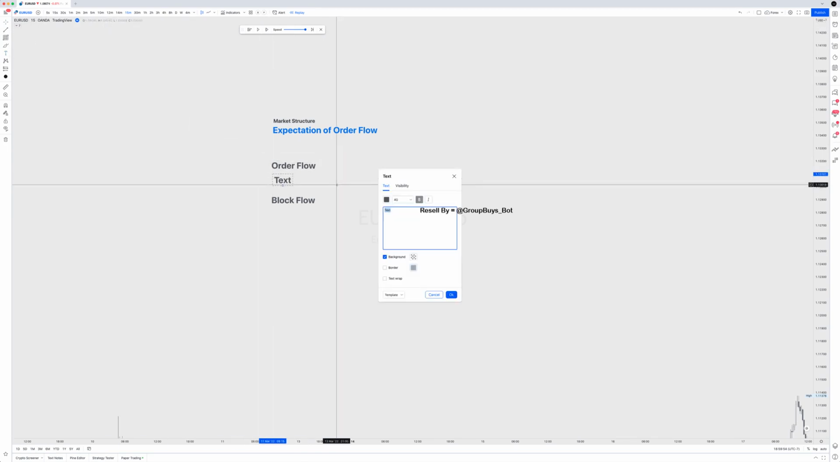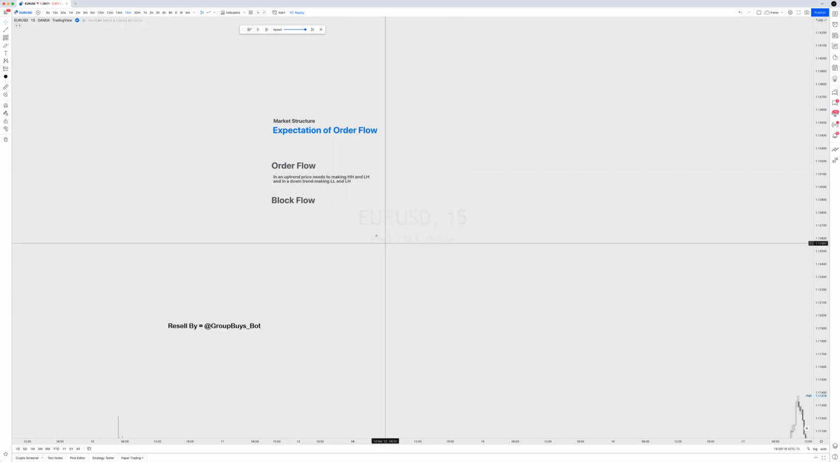Order flow has to do with the fact that in an uptrend, price needs to be making higher highs and higher lows, and in a downtrend, making lower lows and lower highs. That's pretty common.